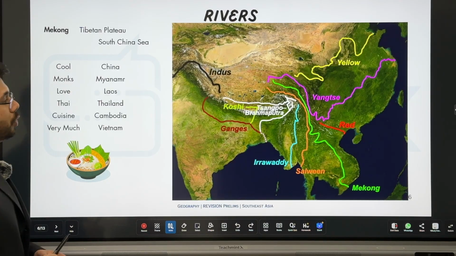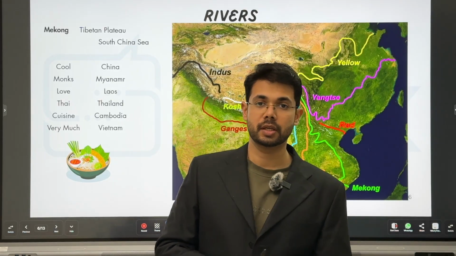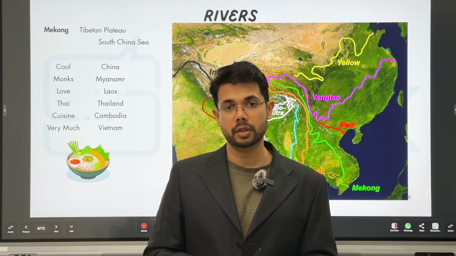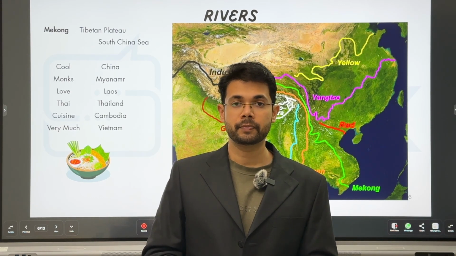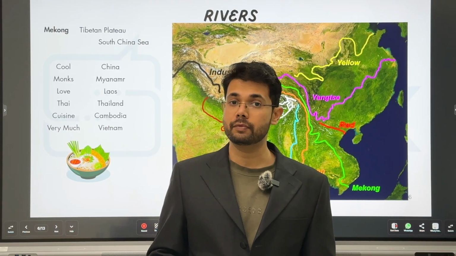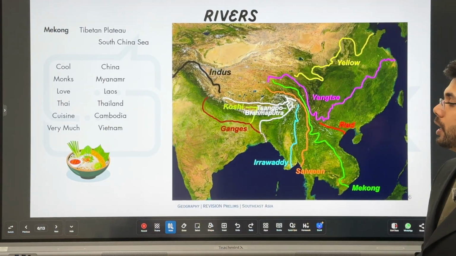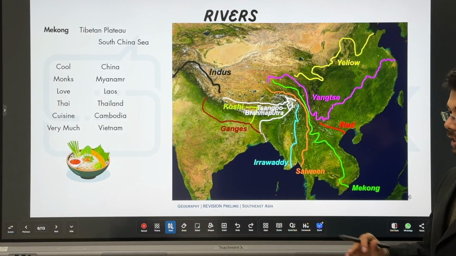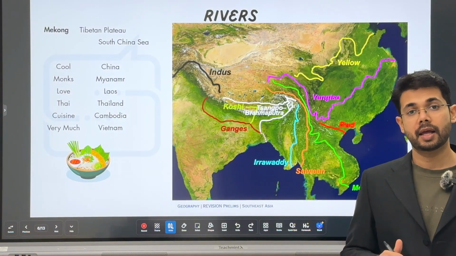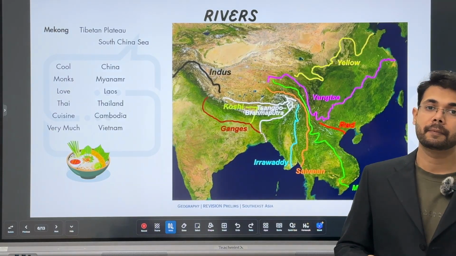Now, how do I remember Mekong River flows from which countries? We had a mnemonic for the Danube. We had a mnemonic for remembering all the countries of South America. Now we have a mnemonic for learning what countries does Mekong River flow from. What is the mnemonic? Cool monks love Thai cuisine very much. You will realize each of our mnemonic somewhat relates to the area. Like Danube 1 started with a German auntie seeing a very hungry cat.